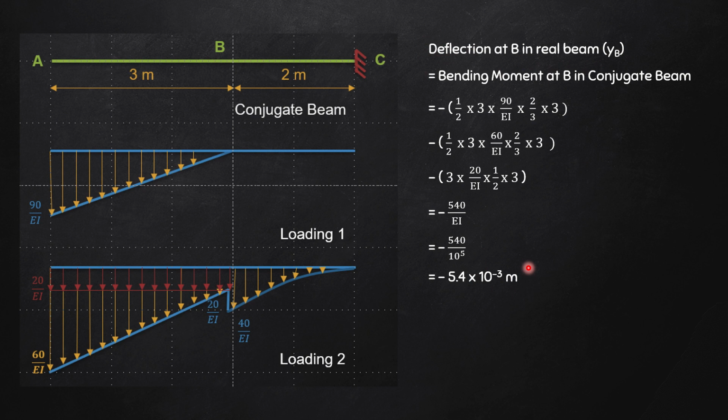Again, if you remember the sign convention, it was said that if the deflection comes as negative, then that means the deflection is in the downward direction. So therefore, simplifying this, I write that the deflection at B in the real beam is 5.4 millimeter in the downward direction. This is how you should write the ultimate answer.